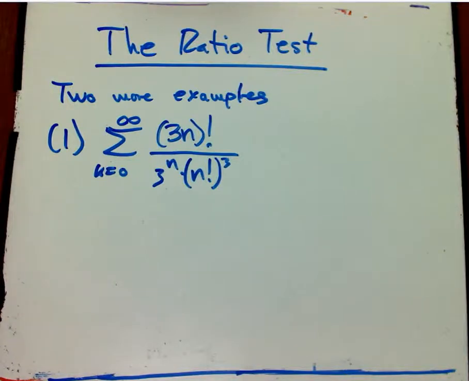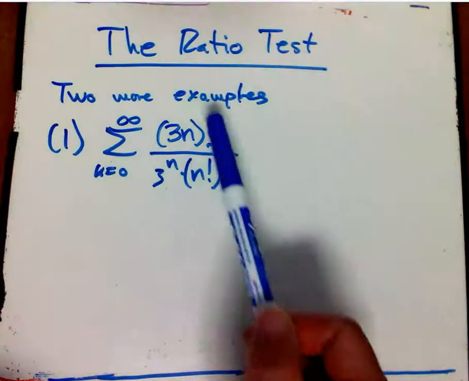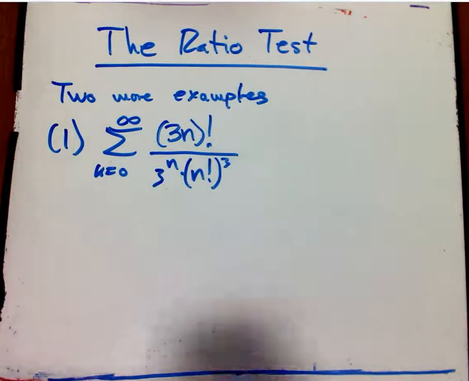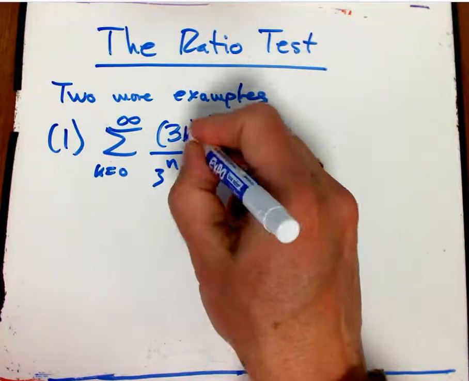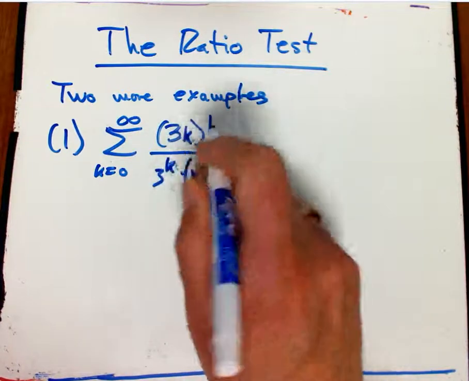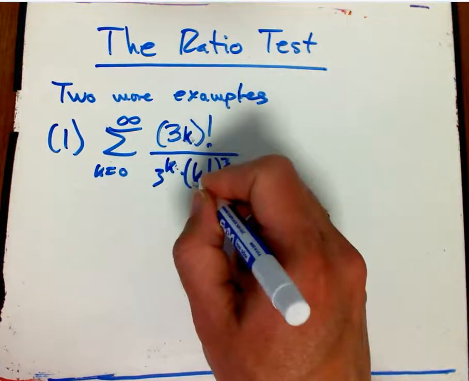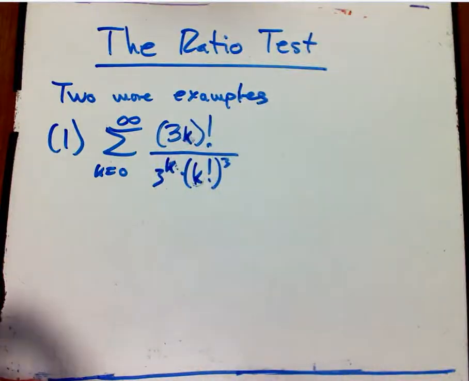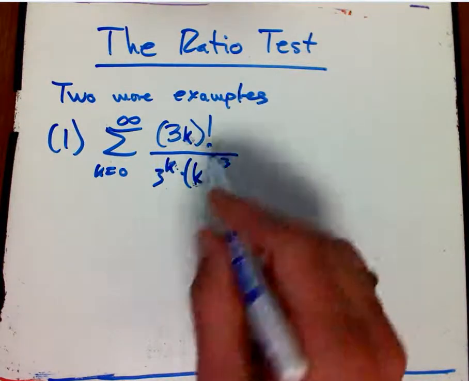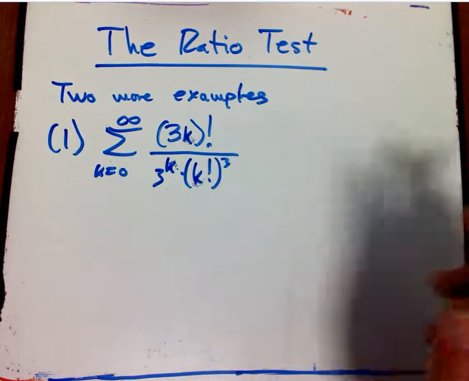Let's look at two more examples of using the ratio test. Ratio test is really good when you have factorials and/or exponentials in the expression for a sub k. When you've got factorials or exponentials in here, the ratio test works particularly well.